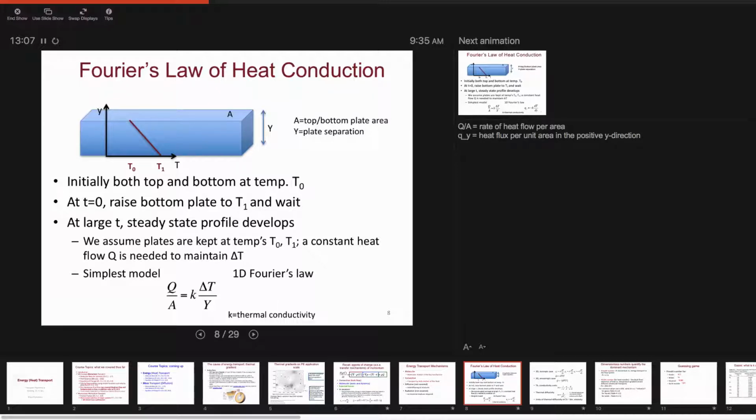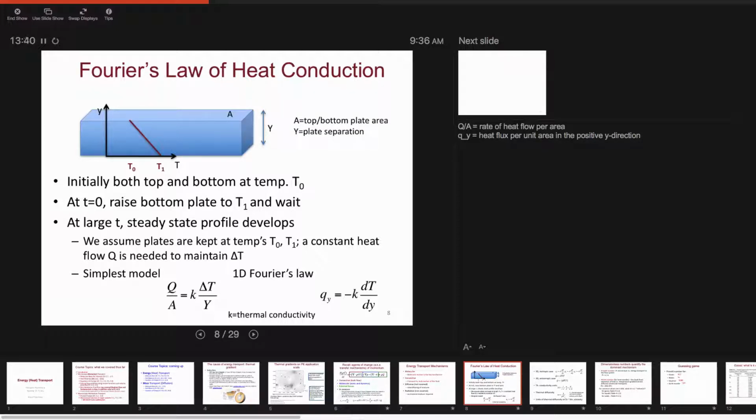The minus. Why? Because I'm always going to flow from higher temperature to lower temperature, but all of the coordinate systems I know are pointing from lower to higher. So my vectors are always pointing from lower to higher. My flux is always from higher to lower, which is causing a minus in this relationship. So when I send the thickness of the plate to a limit of 0, I'm actually going to get a derivative of temperature with respect to y.